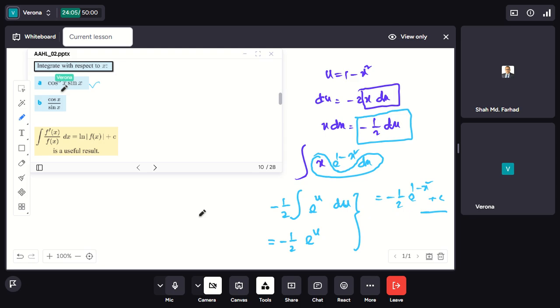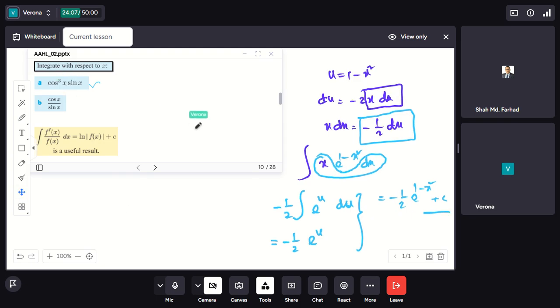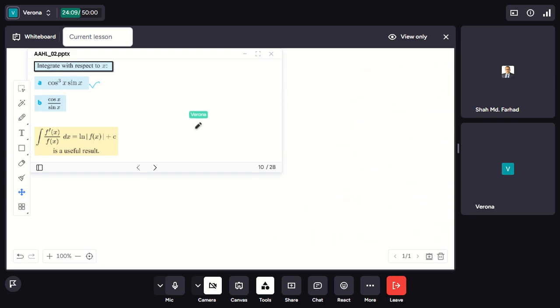So go with the first one. From here, which one should we substitute? Cosine, good. So it will be u equals cosine x.